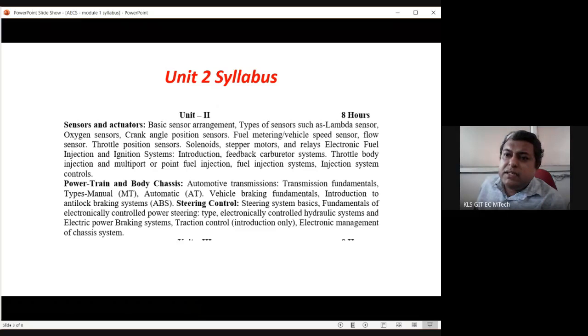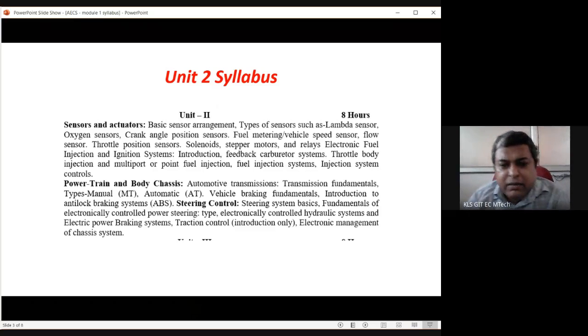Stepper motor. A stepper motor is a rotation that happens in steps. We give one pulse, it rotates by 10 degrees. If we give three pulses, it will rotate by 30 degrees. So each step it is rotating by some angle. 10, 20, 30, 40, accordingly it keeps on rotating. Okay, relays, electronic fuel injection and ignition system. So we will study about this.